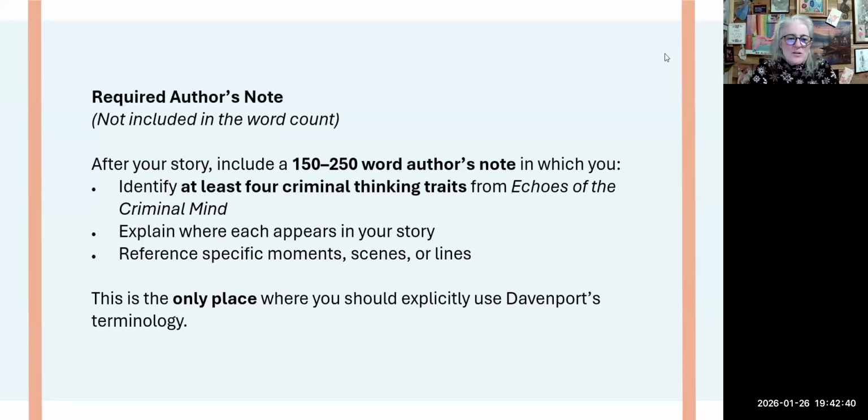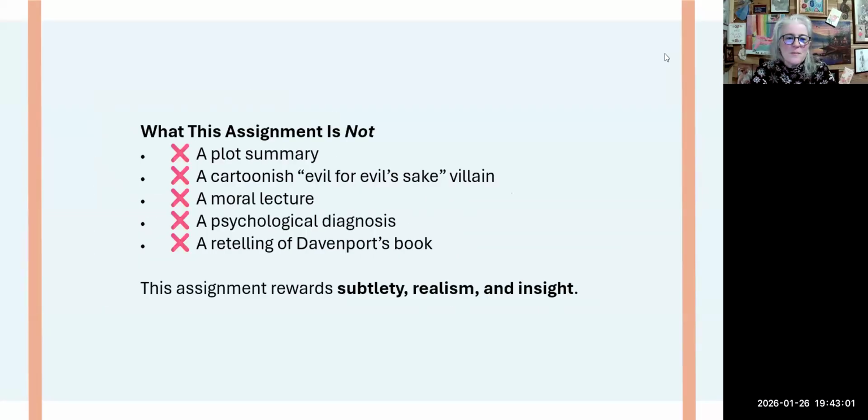Required author's note. This is not included in the word count. So after your story, include a 150 to 250 word author's note in which you identify the 4 criminal thinking traits and explain where each appears in the story and reference specific moments, scenes, or lines. This is the only place where you should explicitly use Davenport's terminologies.